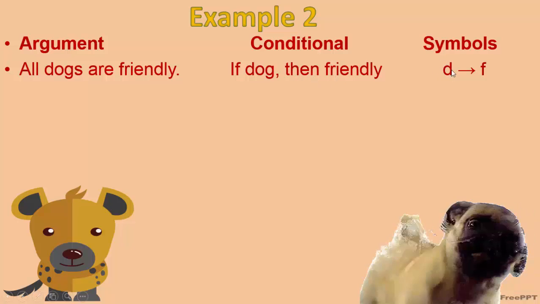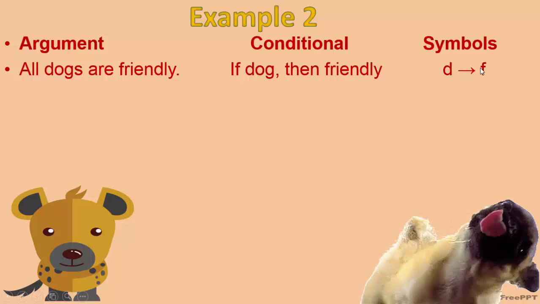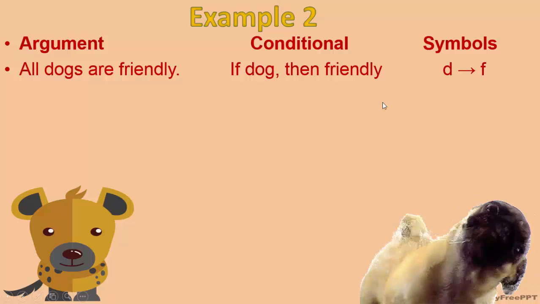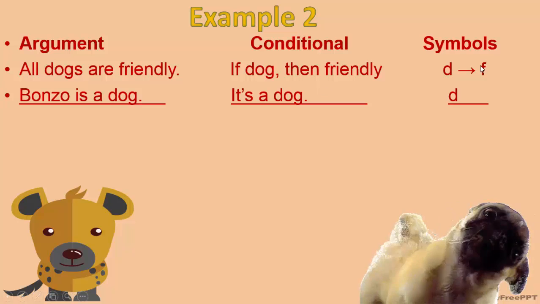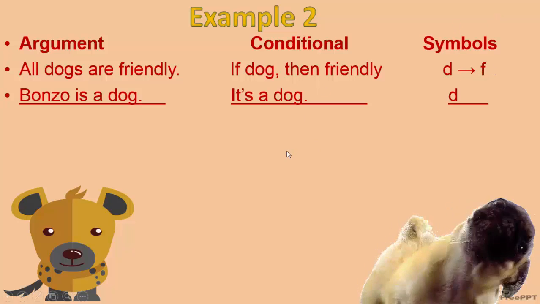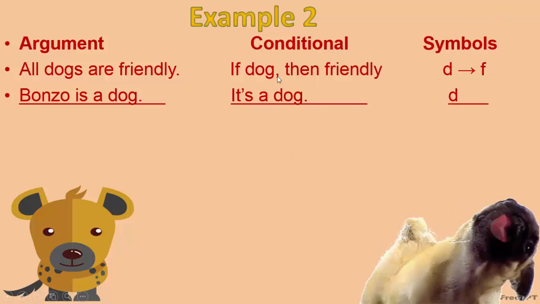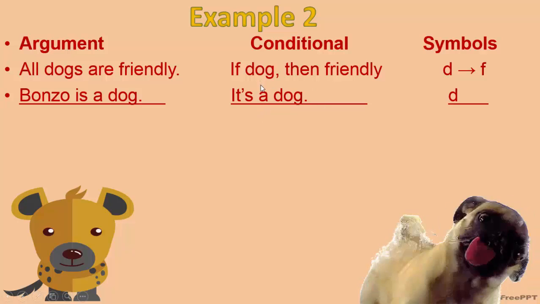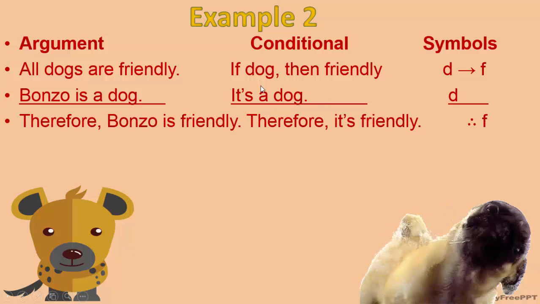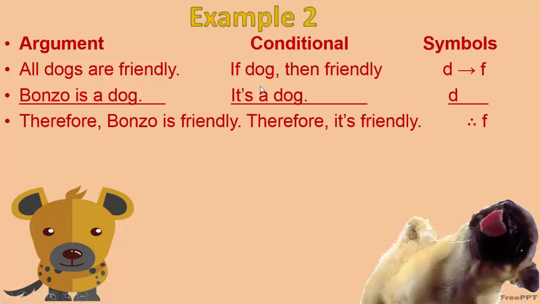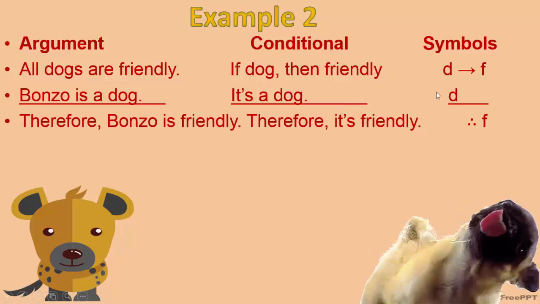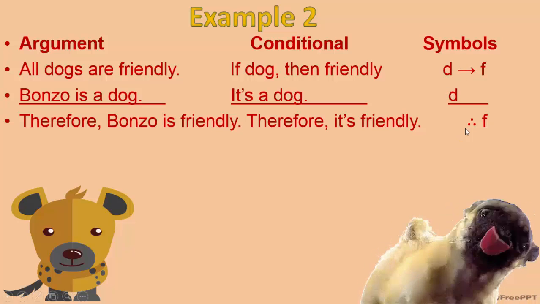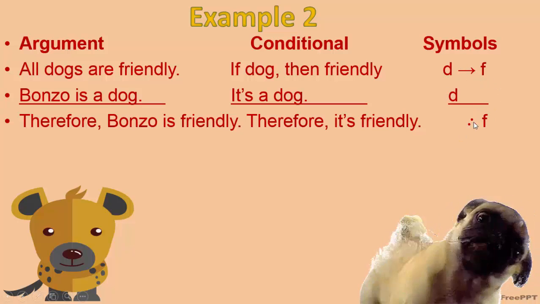And then the symbol, if dog, then friendly. Then we have Bonzo is a dog. It's a dog, and then D. Notice how I just dropped the name because the name is not so important in the conditional. And then finally our conclusion, therefore Bonzo is friendly. And then for the conditional, therefore it's friendly. And then for the symbolic, therefore F.